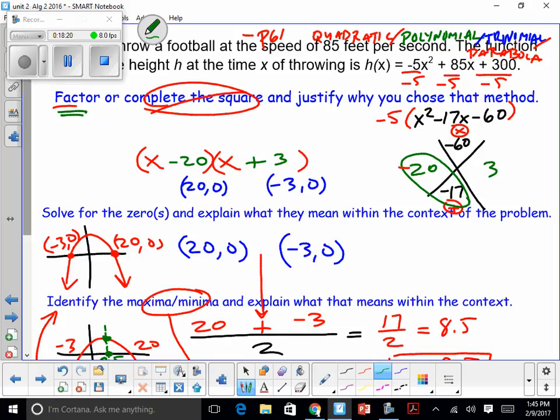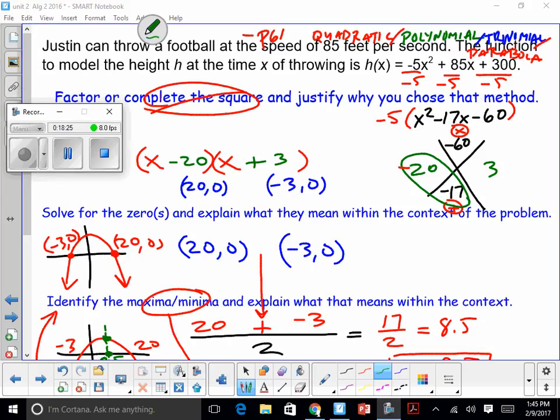A quarterback can throw a football at the speed of 85 feet per second. The function to model the height. Model is, if you could double underline the word model. To model something means something is happening in real life. Can you write down an equation that would produce a picture that looks like that? You model this situation because this parabola is going to travel the way the football would travel. Here it comes. The height at the time x of throwing is h, and then they give you the whole formula. Here we go. Question number 1.